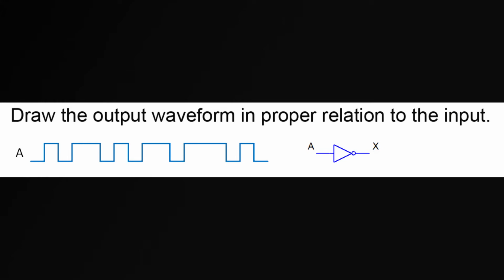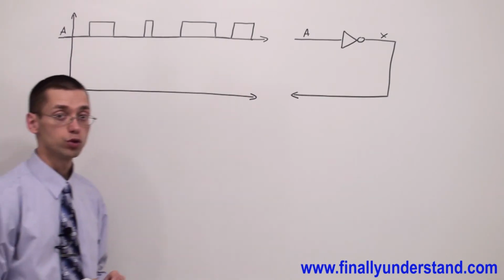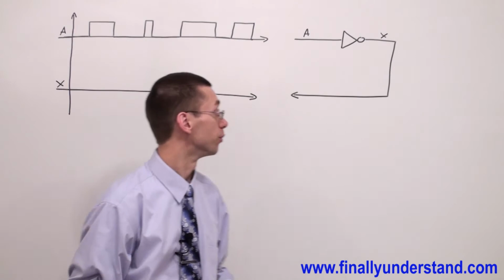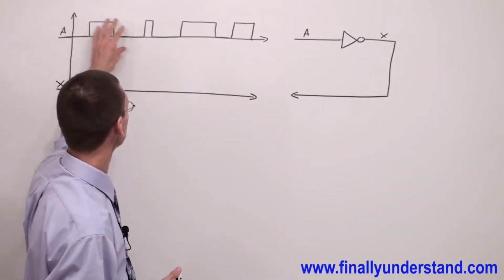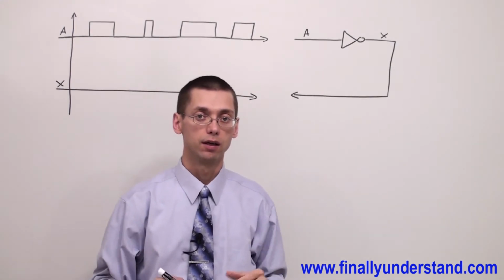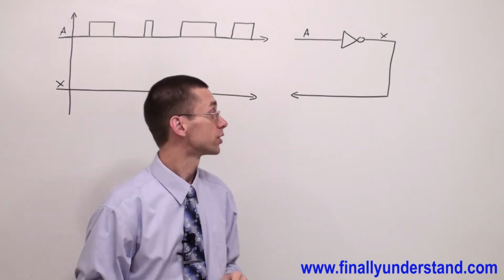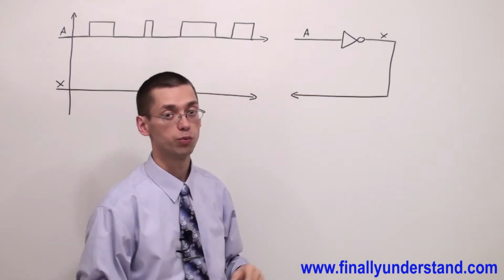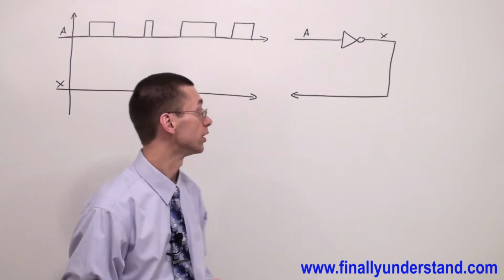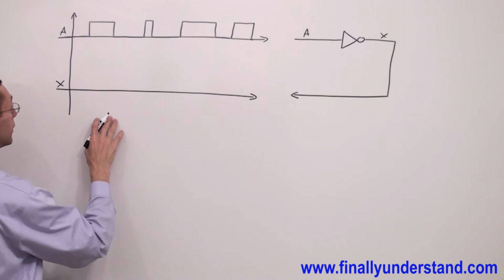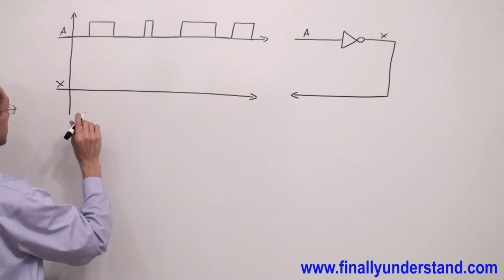Draw the output waveform in proper relation to the input. Now we're supposed to check how the inverter is going to behave if we apply this square wave to the input. Remember, we said that the inverter is going to simply complement the input. Okay? It's going to perform the complementation. It's going to invert. So how are we supposed to draw the timing diagram for this problem?